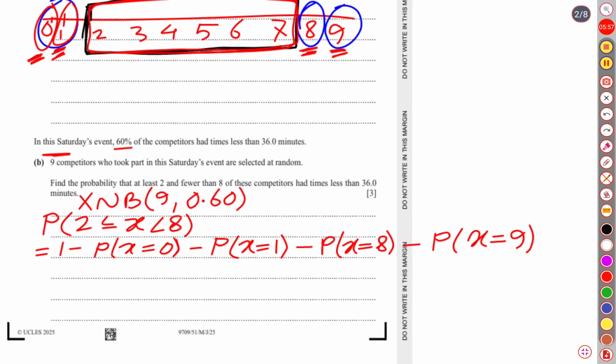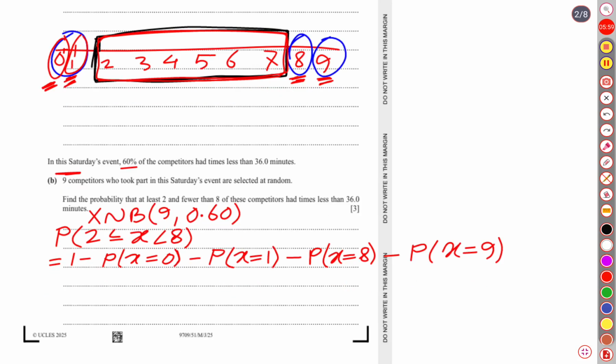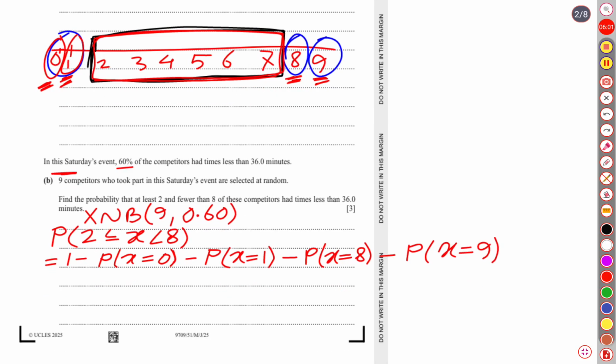You could do it the other way also. That means finding the probability of 2, 3, 4, 5, 6, 7 people. Remember, 2 is included, but 8 is not included. That's why we have subtracted 8 and 9. Then you know how to write the binomial formula.